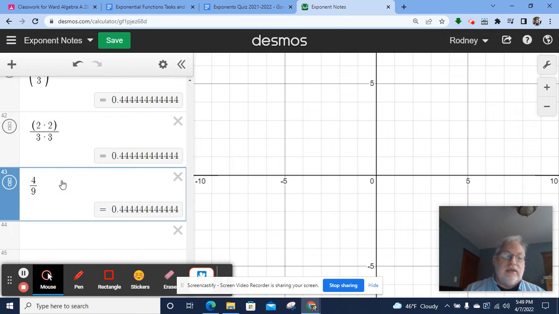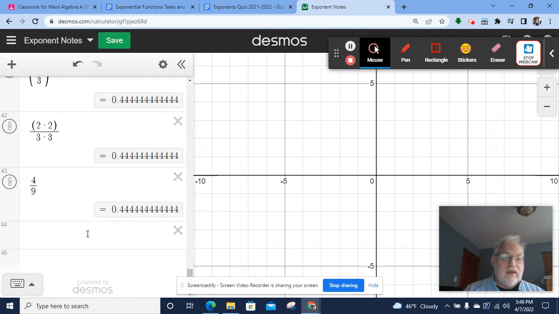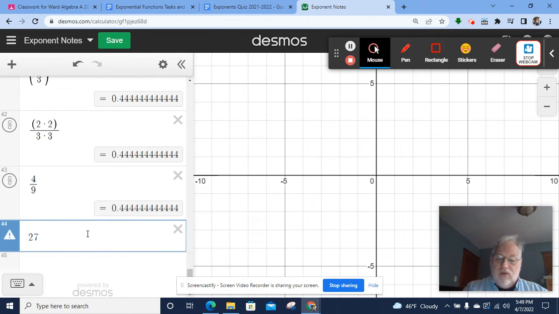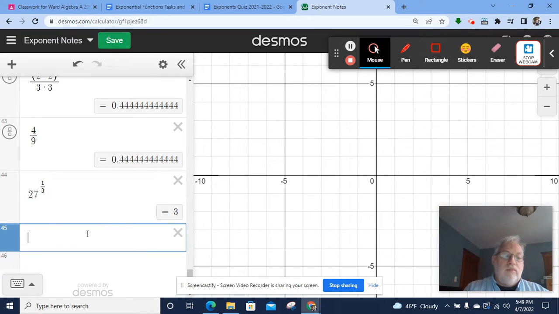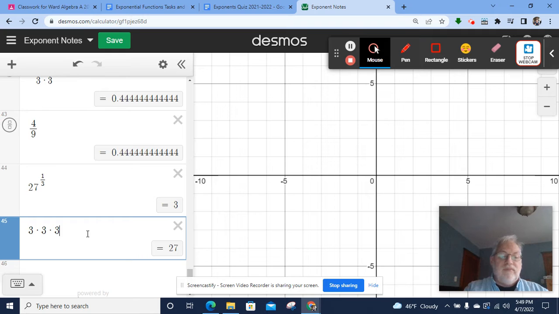So I'm going to go to Desmos notes so I can sort of capture some of these ideas. Okay. So if I'm saying 27 to the 1/3 power, that equals 3. And why does that equal 3? Well, because if we break 27 into 3 equal factors, they are all 3s. And so we get 27.